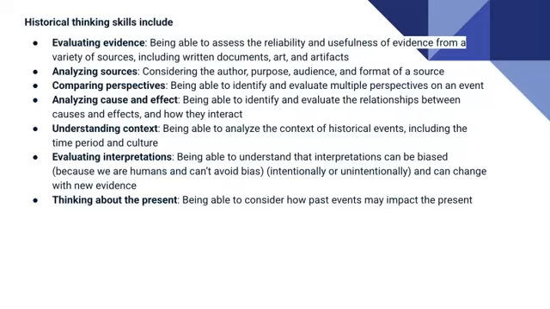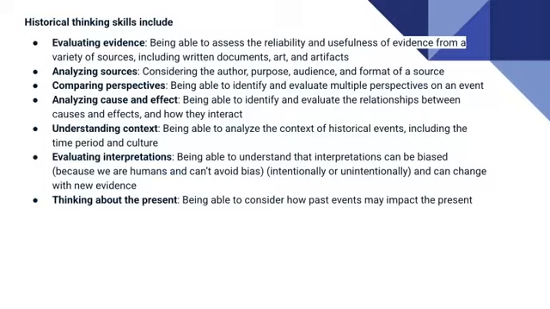Historical thinking skills include evaluating evidence, meaning being able to assess the reliability and usefulness of evidence from a variety of sources, including written documents, art, and artifacts. Analyzing sources, considering the author, purpose, audience, and format of a source. Comparing perspectives means being able to identify and evaluate multiple perspectives on an event.